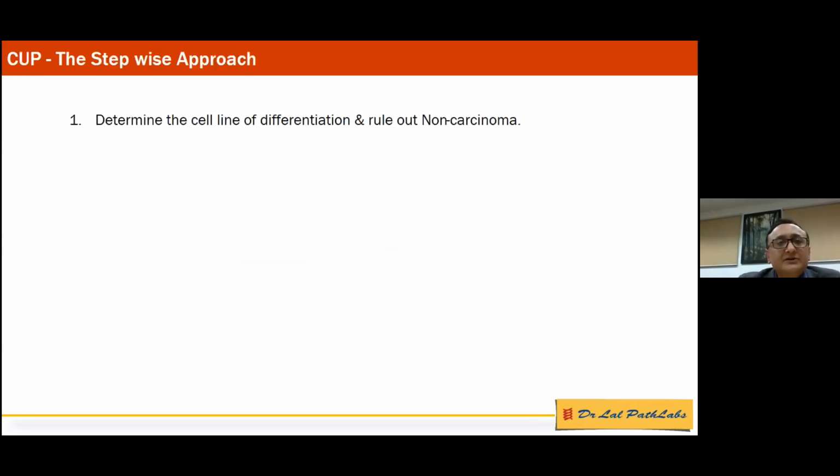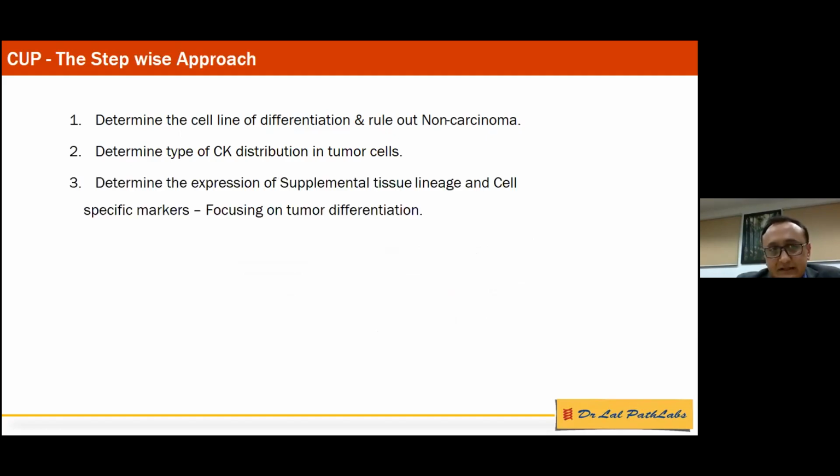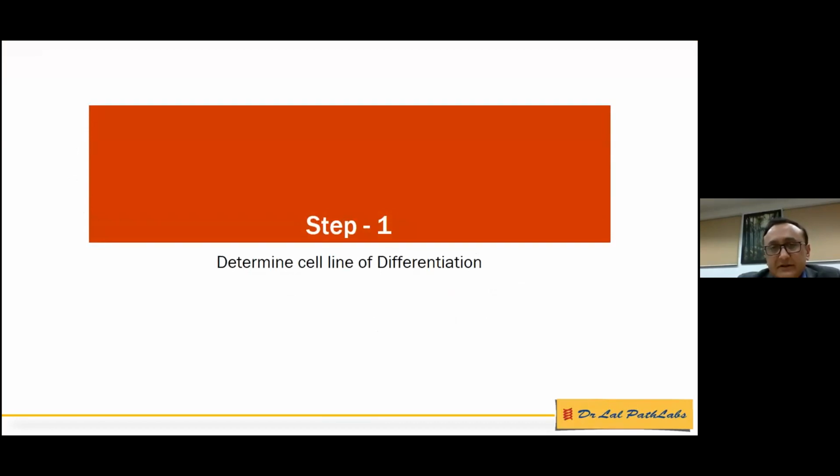So the stepwise approach is, as I said, the first step: the cell of origin of the tumor has to be determined, and non-carcinomas have to be ruled out. Then we determine the type of cytokeratin distribution in the tumor cells, followed by expression of supplemental tissue-specific and cell-specific markers, focusing on the tumor differentiation.